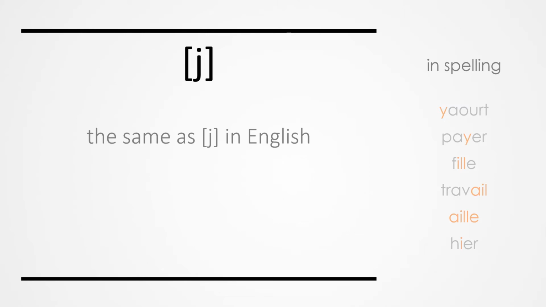Then we have the AIL and AILLE combinations, which make an I sound. And then finally the letter I on its own can sometimes make this sound, especially when it's followed by another vowel, although I'd say that this kind of just happens naturally anyway, like in the word hier.